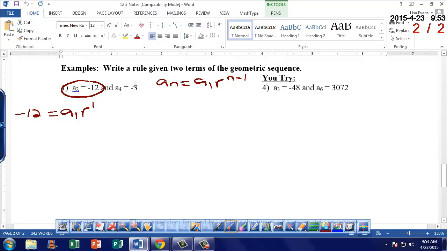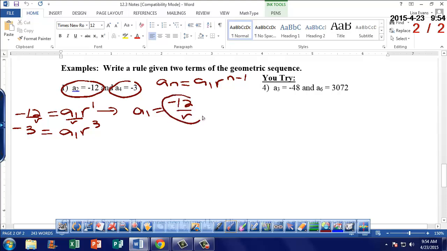Now I'm going to go ahead and do the same thing with this equation. So negative 3 equals a sub 1 r to the third. Now what I like to do is take the smaller exponent, so this is the top one, and all I'm going to do is divide both sides by r. So I'm going to divide this by r and this by r. Now watch what happens. So I get a sub 1 to equal negative 12 over r.